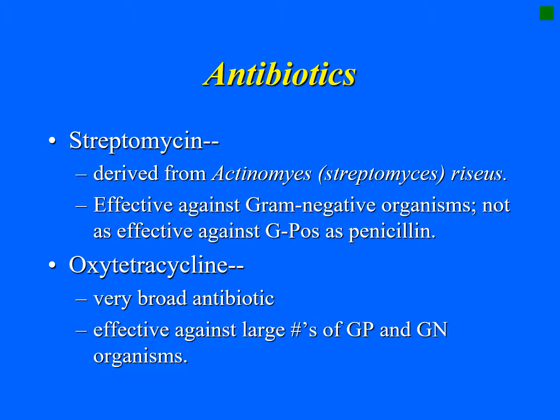Streptomycin is actually derived from Actinomyces, or the Streptomyces griseus microorganism. It's also effective against gram-negative organisms, but not as effective against gram-positives like penicillin. And then you have your oxytetracycline, which is a broad-spectrum antibiotic. It's effective against a large number of gram-positive and gram-negative organisms.